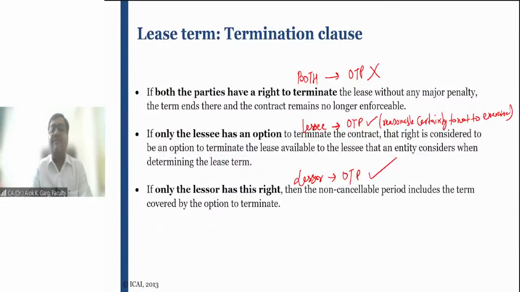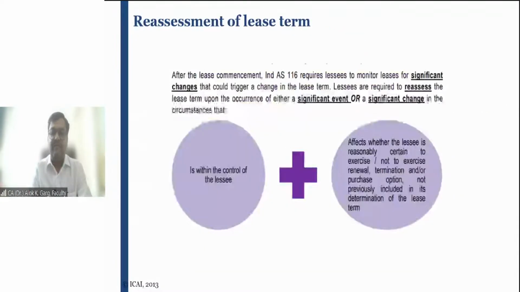Then we discussed the case of a lease where a termination clause is there. If the lessor and lessee, both the parties, have a right to terminate, that period will not be considered for the computation of lease term. If only the lessor has the right, in that case that period needs to be included while computing the lease term. If only the lessee has the right to terminate, in that case you need to see whether the lessee is reasonably certain that he is not going to terminate. If the lessee is reasonably certain that he is not going to terminate the contract, that period will be included in the lease term, otherwise not, right?